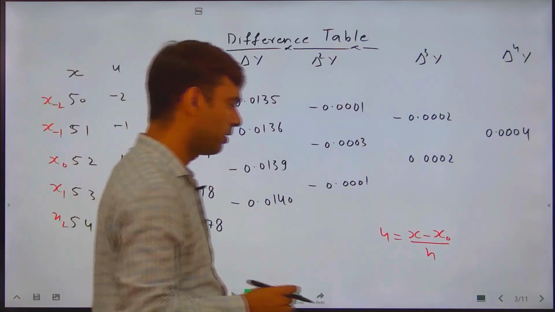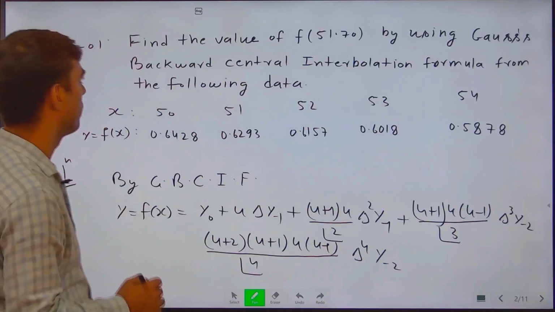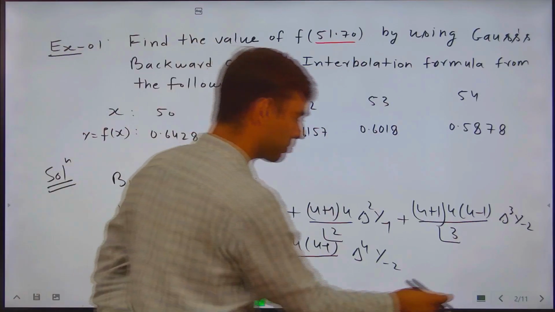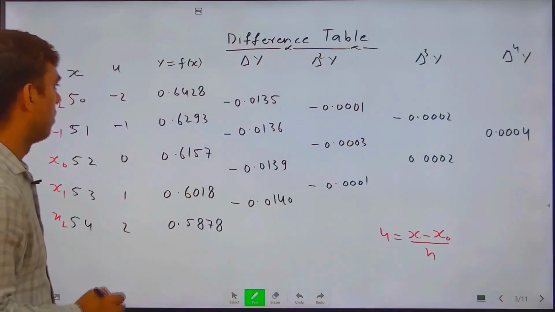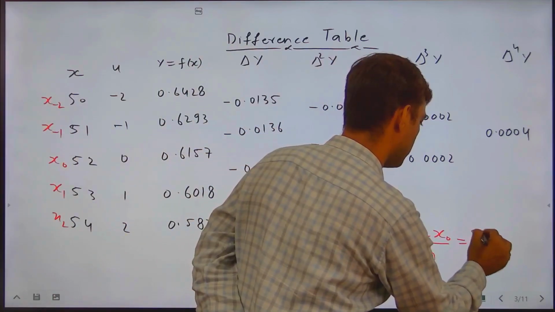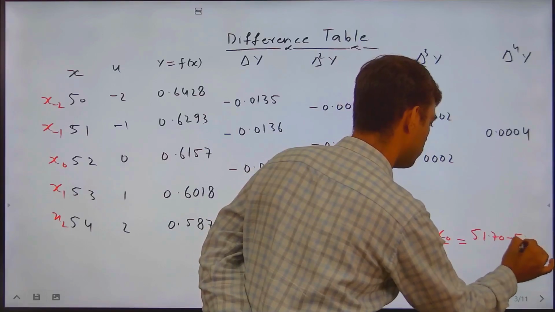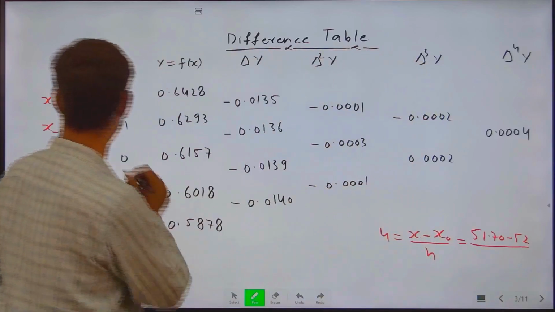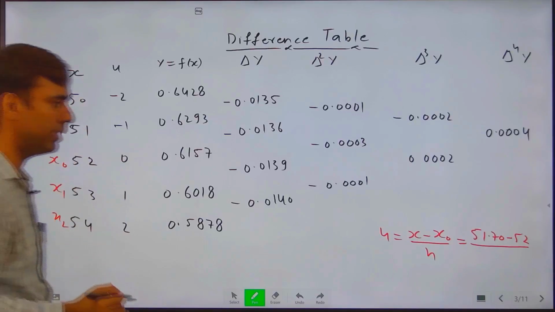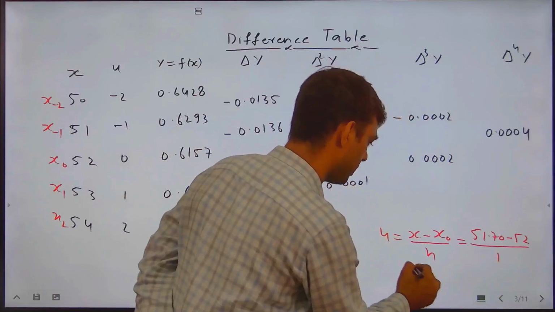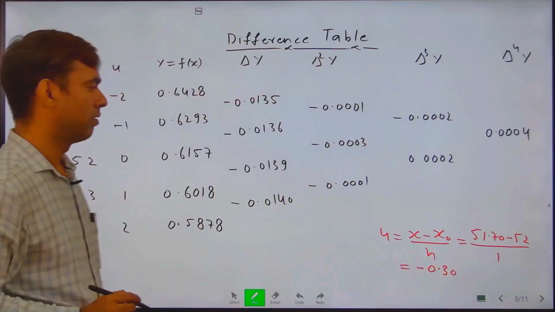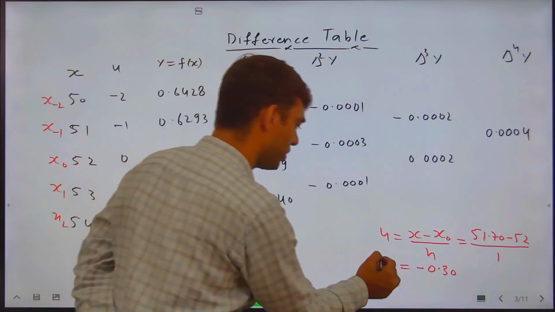In this problem, x is 51.70 and x0 is 52. So u = (51.70 − 52)/h. What is h? It is the difference of two successive values of x, 51 − 50, which is 1. So u becomes −0.30. This is the value of u.